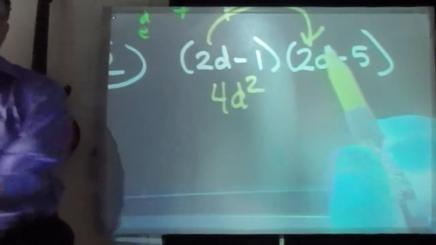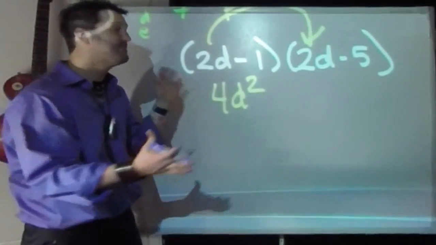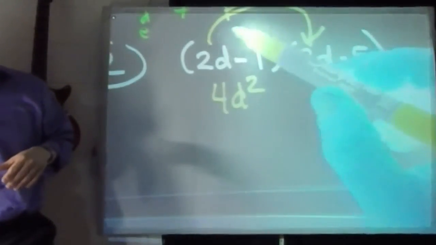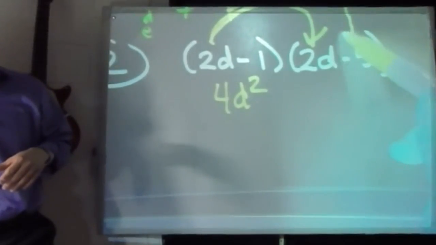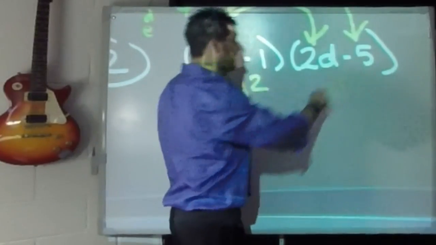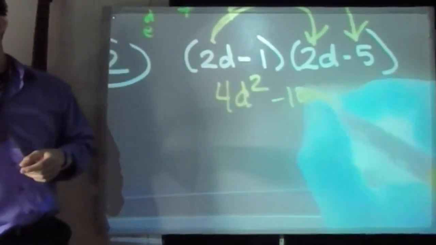Wait, multiply it or add it? It's multiplied. 2 times 2 and 2 plus 2 is the same, but it's multiplied. So the 4 comes from multiplying. Now 2D times negative 5 makes 2 and negative 5, negative 10. Negative 10D. So there's our O, which gives us negative 10D.